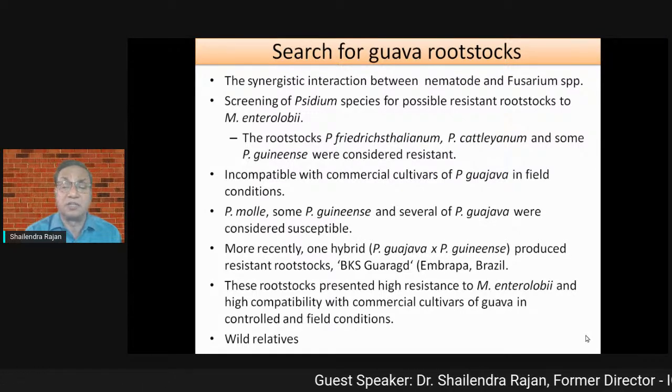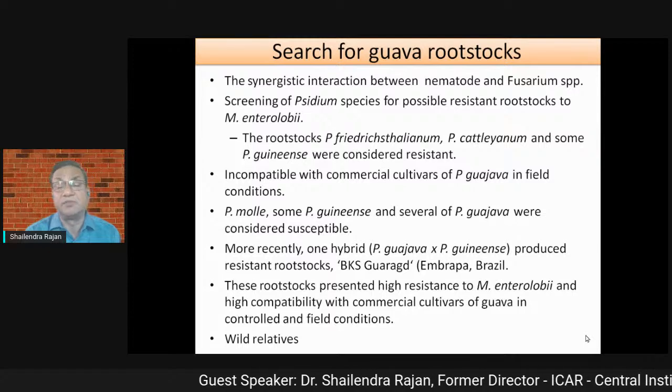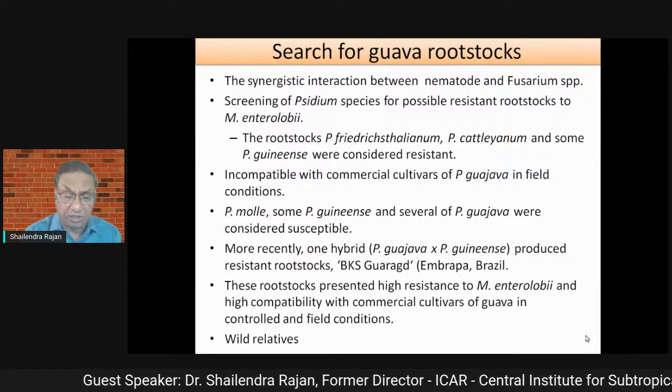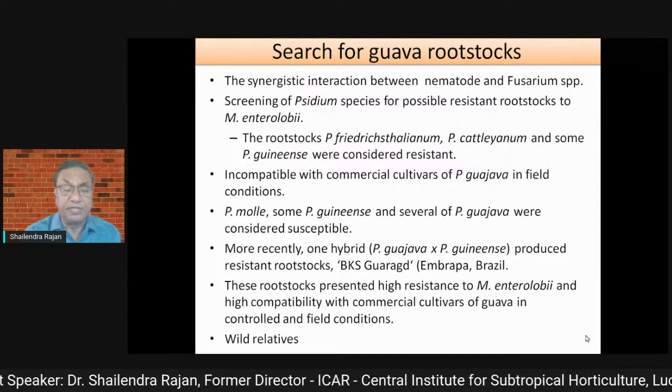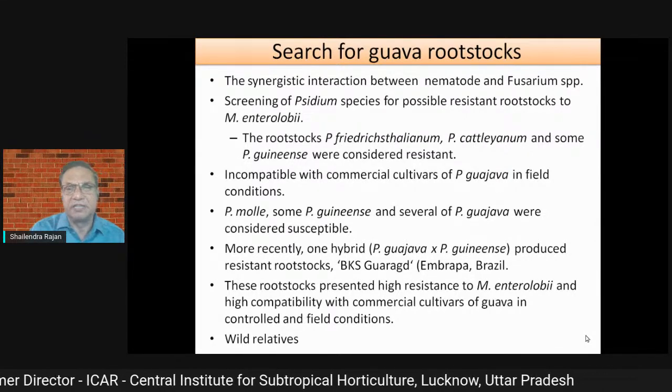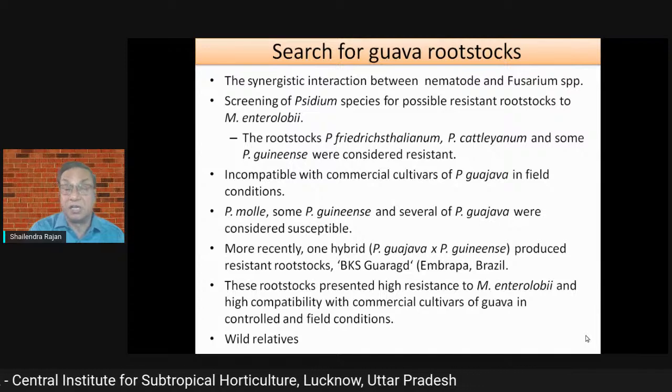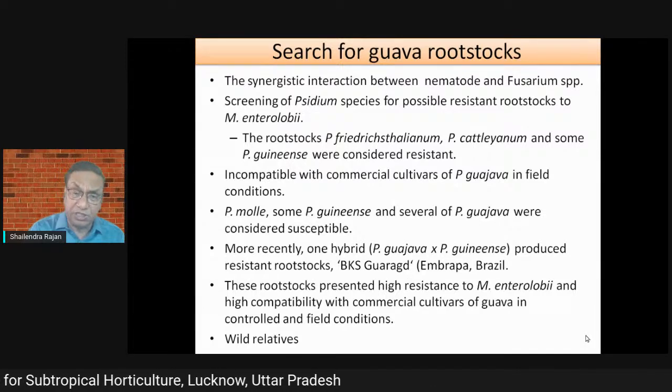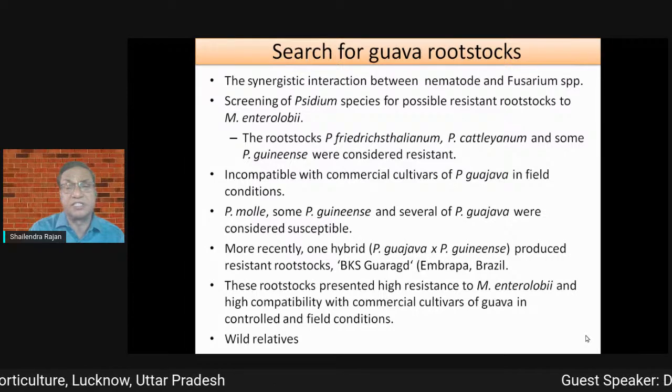But guava has a large array of wild relatives, and those have to be particularly evaluated and worked out. So there is a possibility that we can get guava rootstock in future. Otherwise, in future, the guava industry will face many problems.